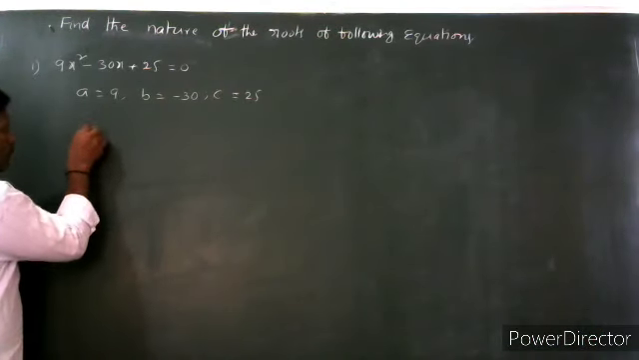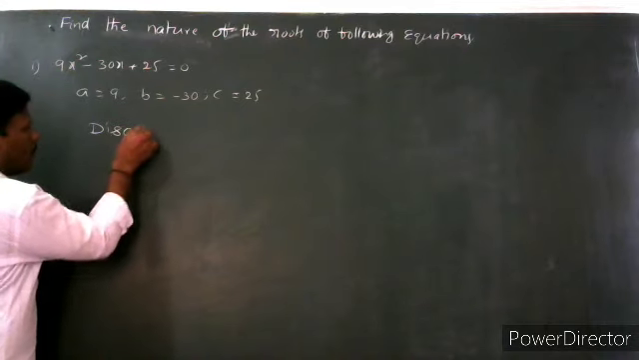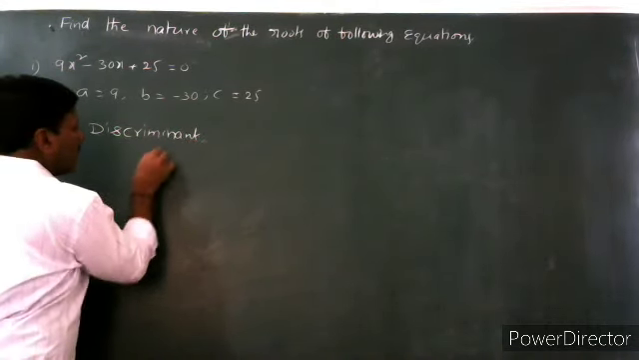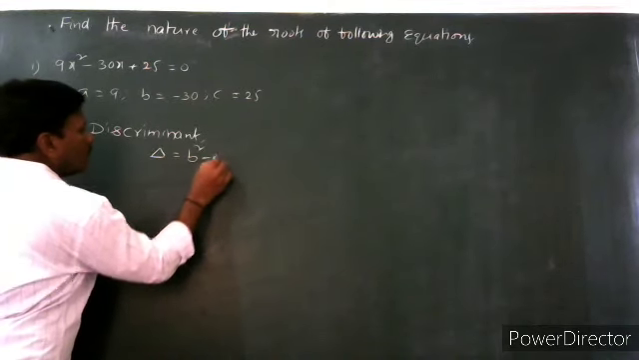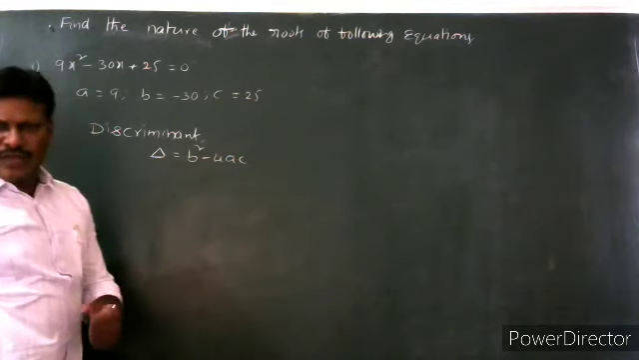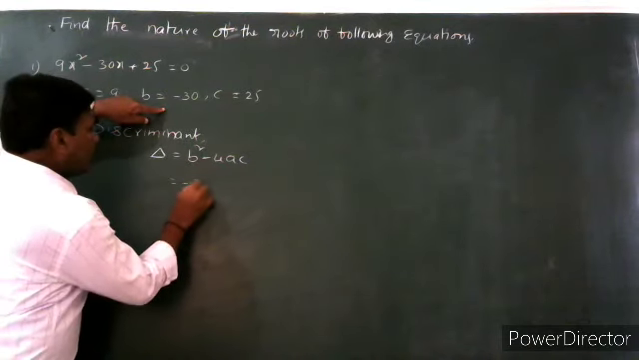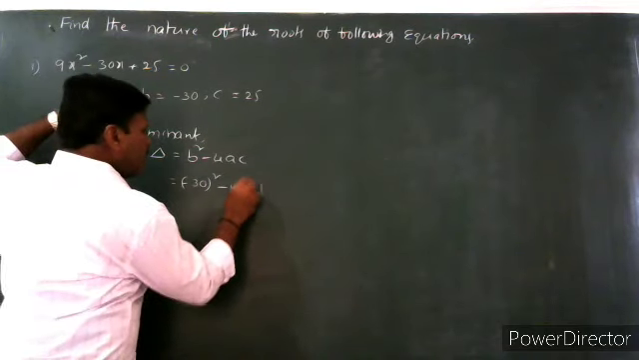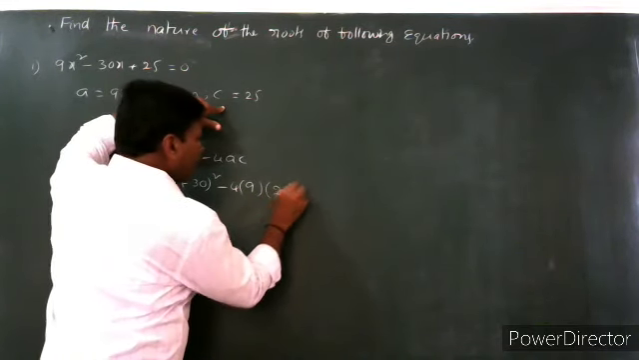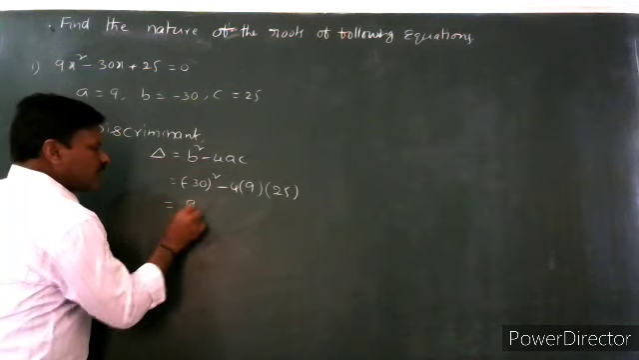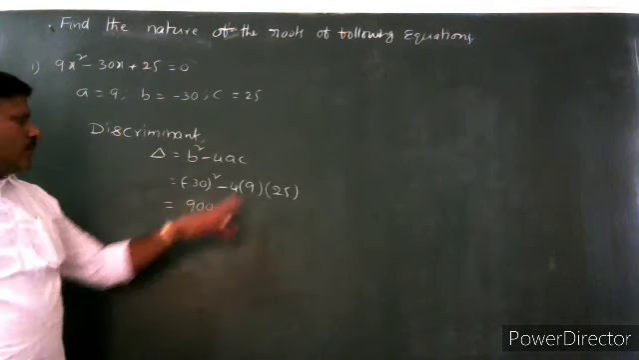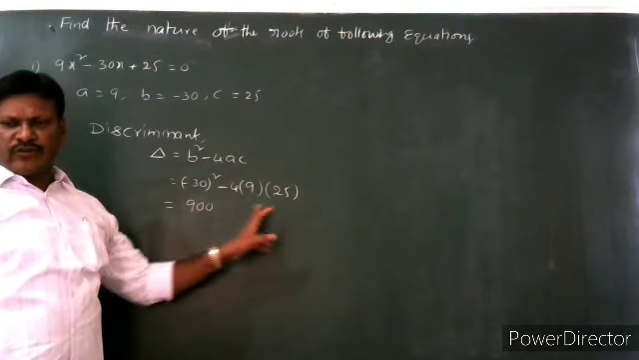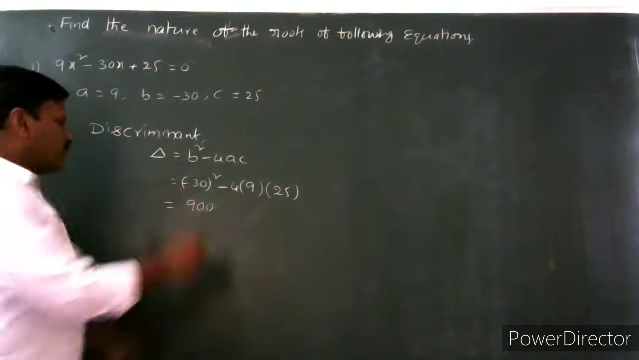Discriminant delta is equal to b square minus 4ac. What is the value of b? Minus 30 whole square minus 4 into a, which is 9, c, which is 25. Minus 30 whole square is 900. 4 into 9 into 25: 4 into 25 is 100, so 100 times 9 is 900.